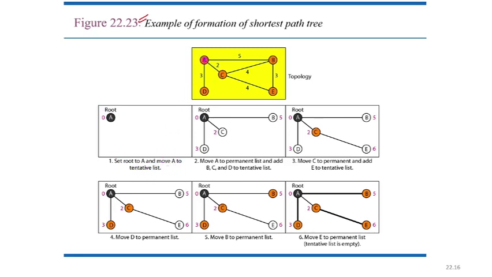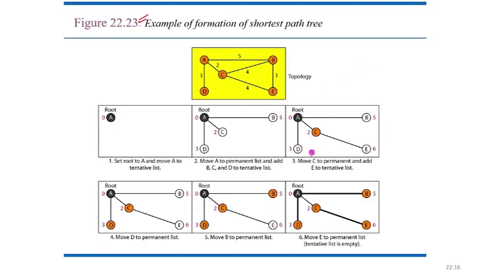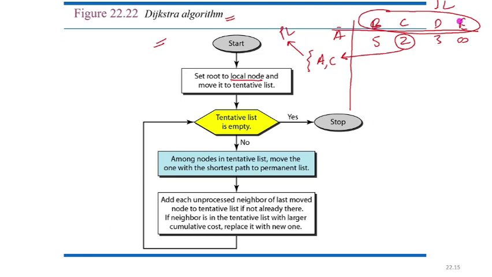A will be moved to the tentative list, then move A to the permanent list and add B, C, D to the tentative list. So we have moved A to the permanent list, and B, C, D are considered the tentative list. Out of that, this is the distance or the cost. So 2 is the shortest one. So move C to the permanent list and add E to the tentative list. Initially I have added each of these three once, but this is the shortest, so it is moved to the permanent list, and then E is added.